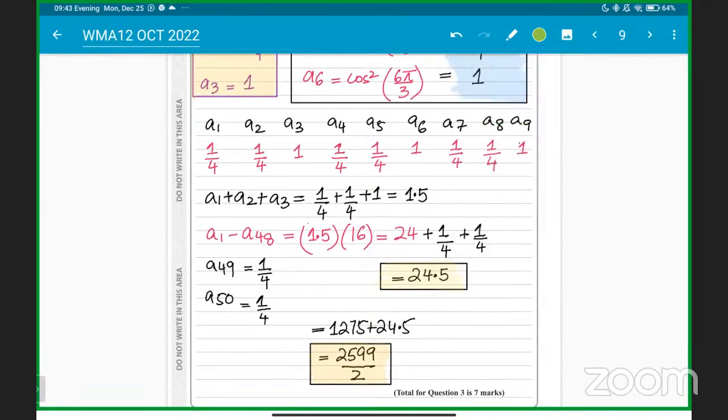I'll repeat myself. The reason I'm multiplying 16 by 1.5: 1.5 is the sum of the first 3 terms, and eventually all next 3 terms will be like this. So how many times will I get this? I will get it 16 times. So I can reach up to the 48 terms.